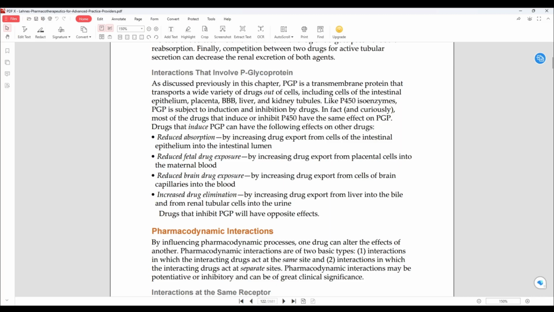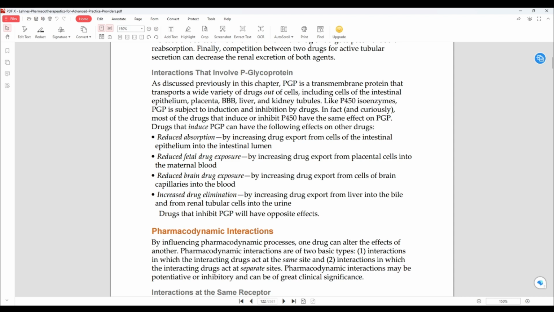Interactions that involve the P-glycoprotein. As discussed previously in the chapter, the PGP is a transmembrane protein that transports a wide variety of drugs out of cells, including cells of the intestinal epithelium, the placenta, the BBB, the liver, and the kidney tubules. Like P450 isoenzymes, PGP is subject to induction and inhibition by drugs. In fact, most of the drugs that inhibit or induce P450 have the same effect on PGP.